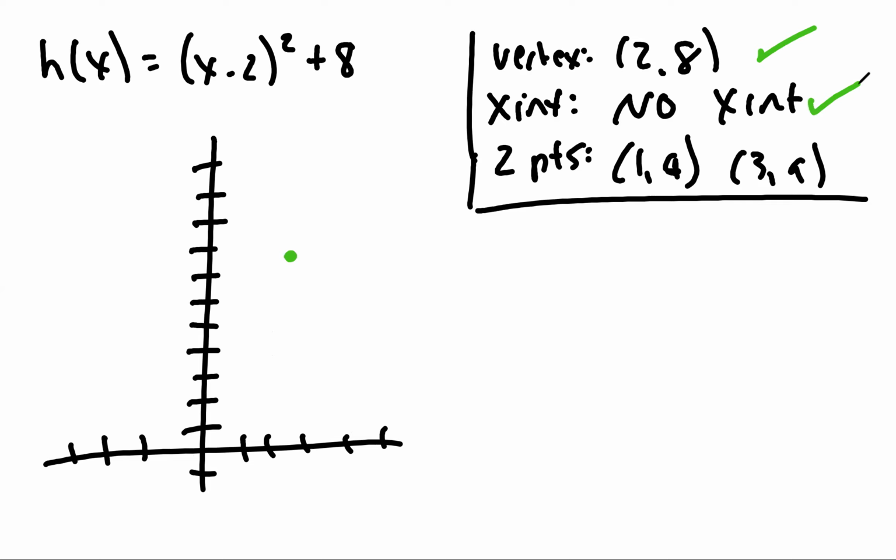And then I will graph these 2 other points, which is (1, 9). So I start at the origin, I go over 1, I go up 9. So there's that one. And then I have (3, 9). I'm going to start at my origin, go right 3, and go up 9.